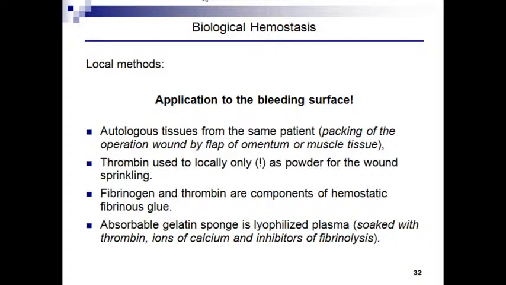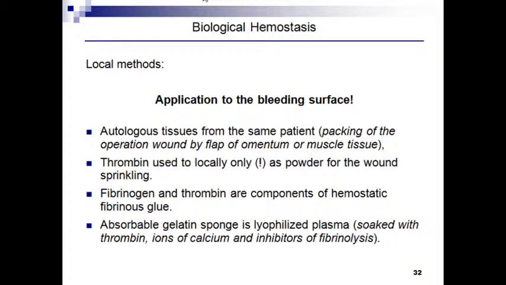Local methods are used in surgical operations. We can pack our bleeding surface with autologous tissues from the same patient. It means packing of the operation wound by a flap of omentum majus or muscle tissue. We should isolate the omentum flap or a muscle bundle and tightly pack it with stitching into the wound, into the bleeding area.